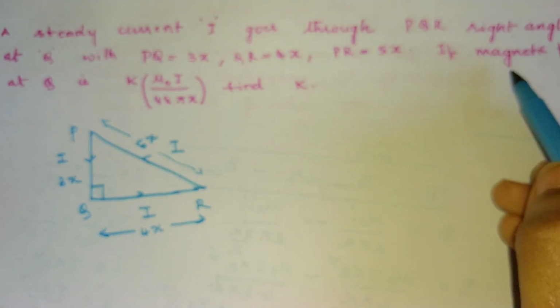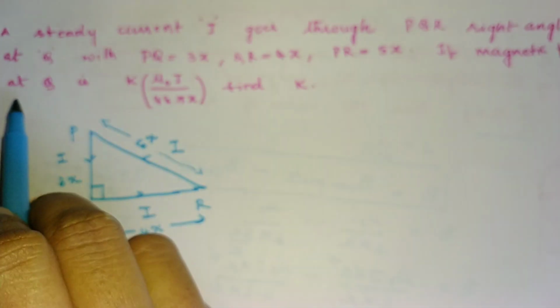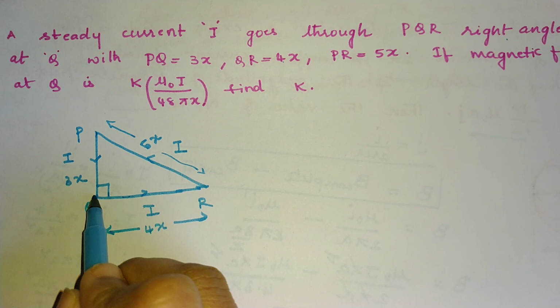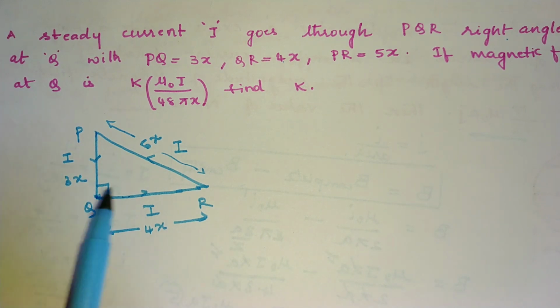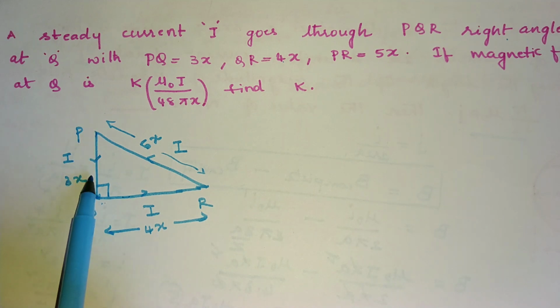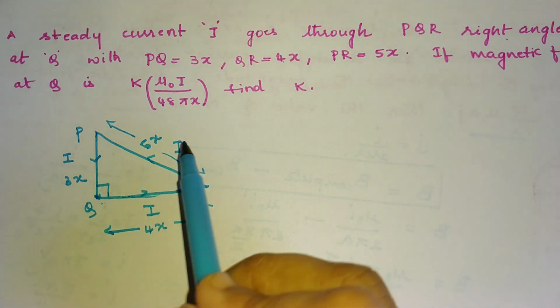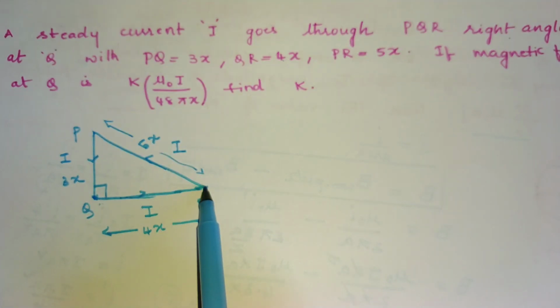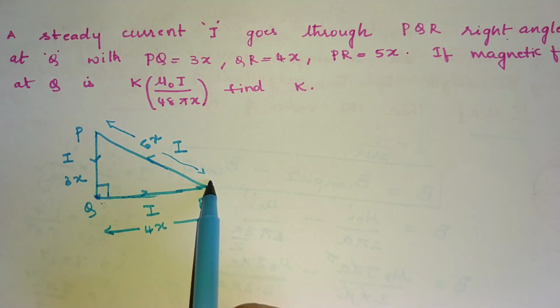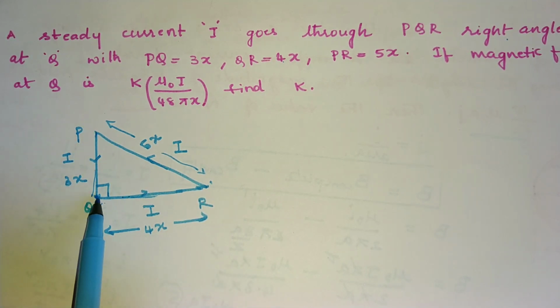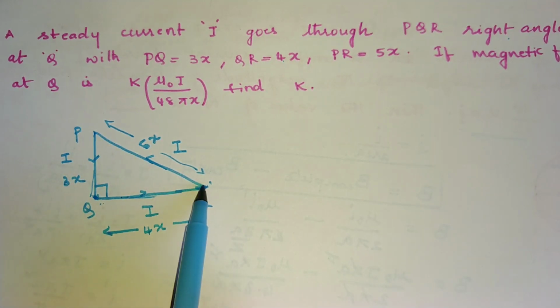So what are they asking you to find out? If magnetic field at Q. So we want the magnetic field at this point. So since we need the magnetic field at this particular point, field due to PQ will be 0 because it's along the line joining it. There is no field due to QR also. Then field is only due to which conductor? PR. I repeat, there is no field due to PQ and QR. Field is only due to this segment.